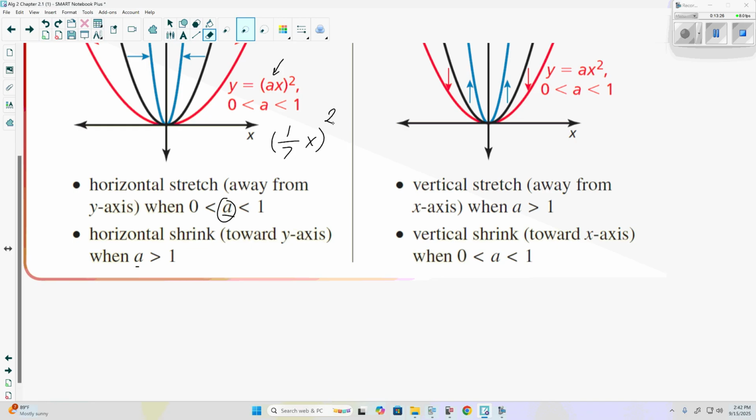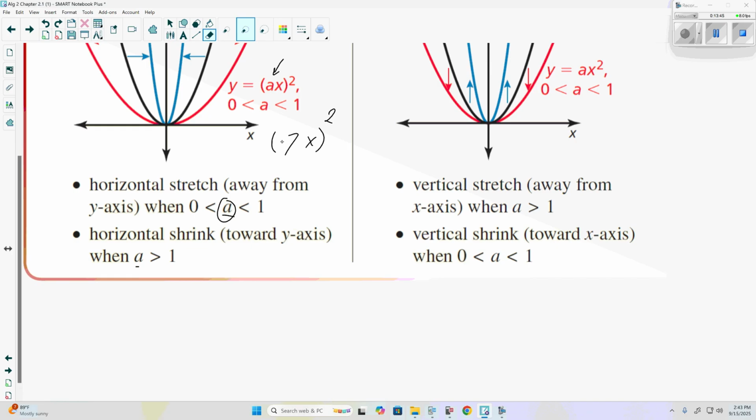Same as for the shrink. Because if, again, with the same example, if we said that we had 7 in place of A, it is greater than 1, so it would be a horizontal shrink. But we wouldn't say a horizontal shrink of 7, we would say a horizontal shrink of 1/7.